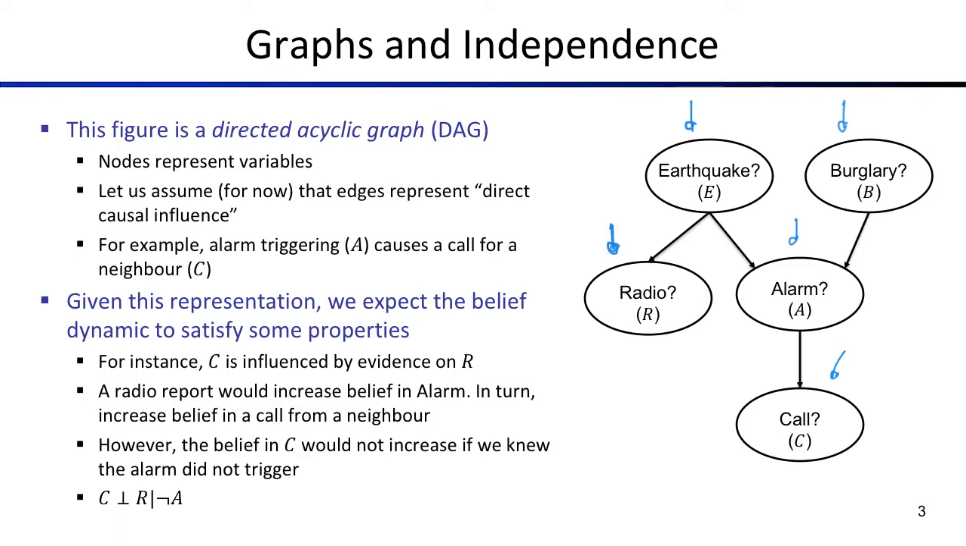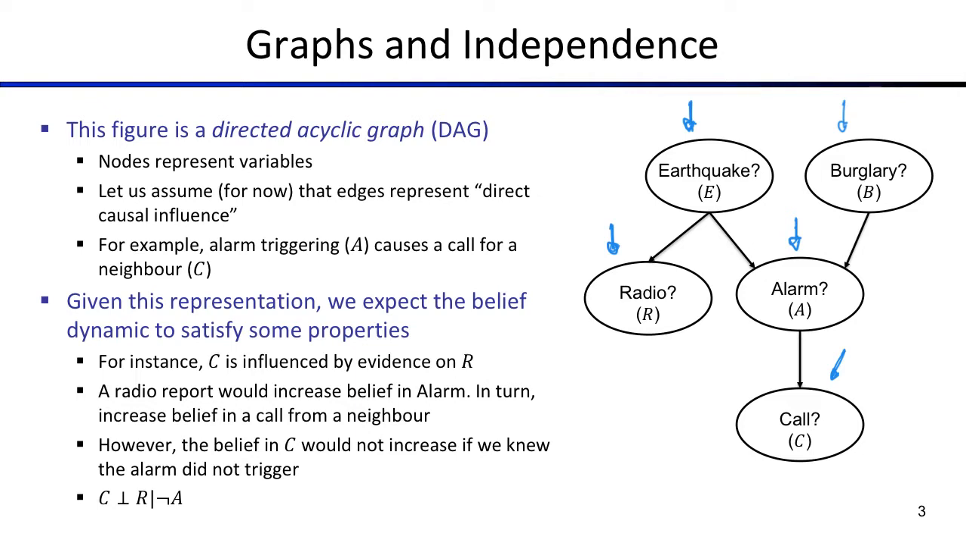If we listen to a report on the radio about an earthquake, that will increase the chance that we had an earthquake in the area that we live. That will increase the chance of the alarm being triggered by the earthquake, and that increases the chance of having a call from a neighbor. However, that influence might be blocked if we observe the alarm variable.